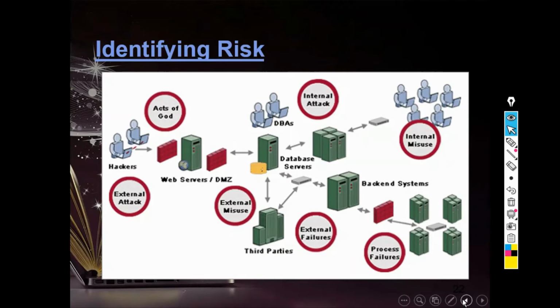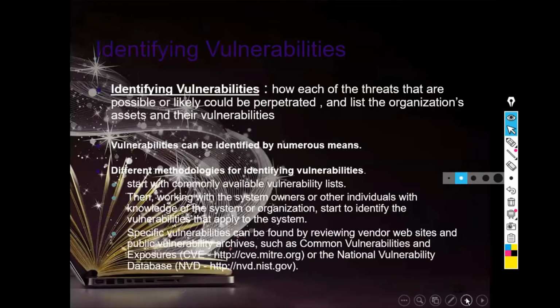Now, how to identify the risk? There are various risks to a system, like an act of God, external attacks, external failures, internal attacks, and internal misuse of your data and services. These are all called risks. Now, we need to identify the vulnerabilities in the system: how each of the threats that are possible or likely could be perpetrated, and list them against the organization's assets and their vulnerabilities.